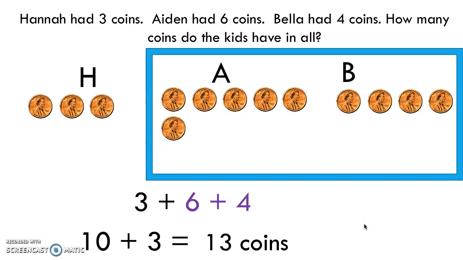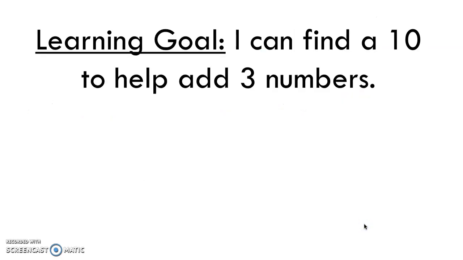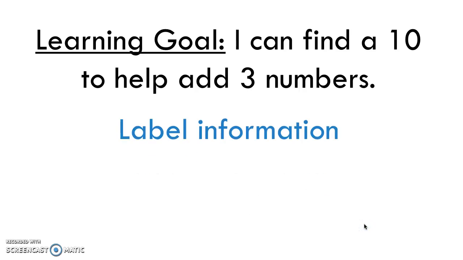Friends, we are doing amazing. Go ahead and give yourself a pat on the back. Nice job. All right. My learning goal for today was to say, I can find a 10 to help add 3 numbers. There are 2 important things I need to make sure I do. I need to make sure that I label the information. When I do my drawings and show my good thinking, I want to make sure that I have labels to keep myself organized. Then I want to find my 10 and rewrite that number sentence. Make sure that you're circling that good 10 so that you can see it clearly in your thinking.